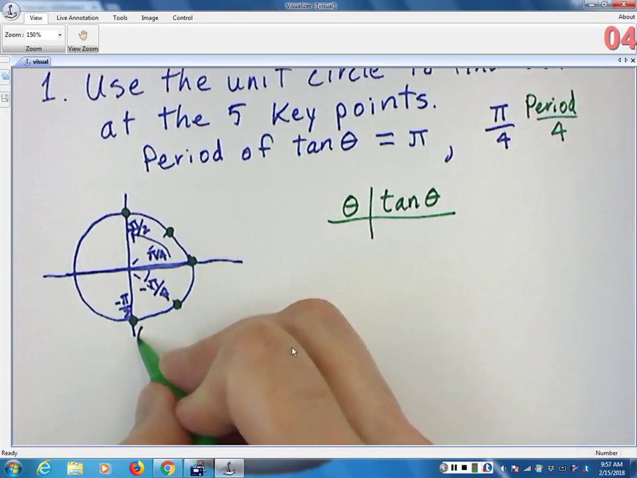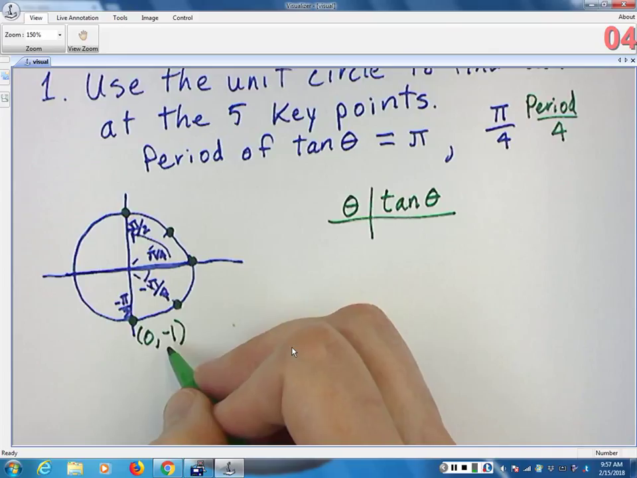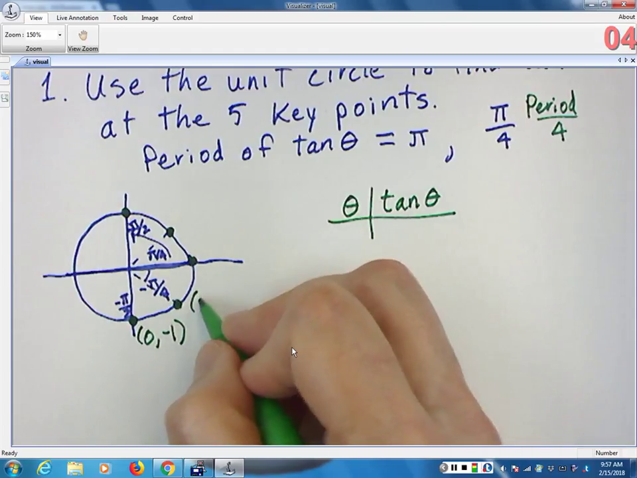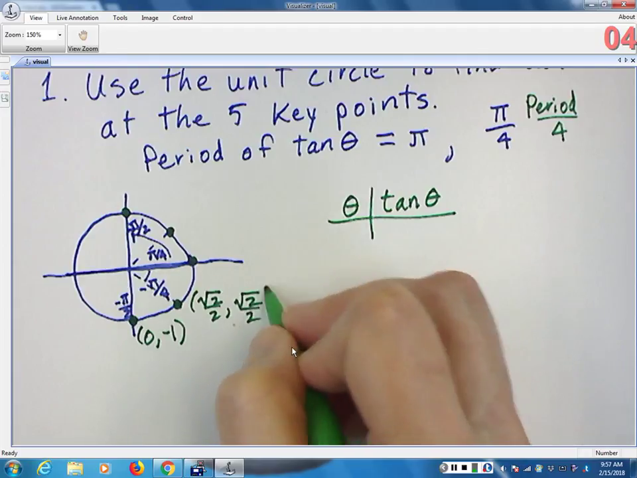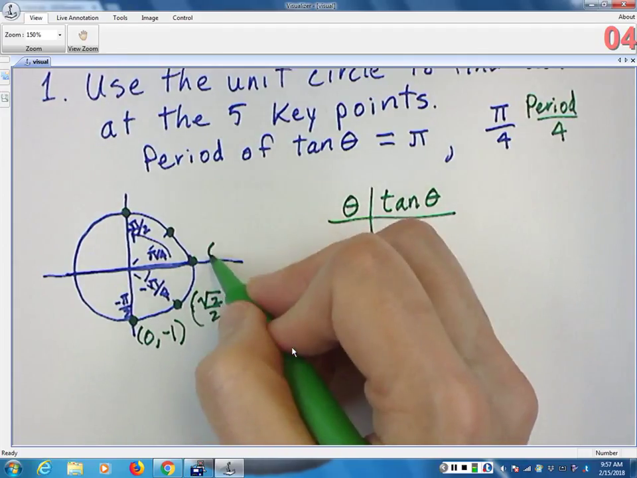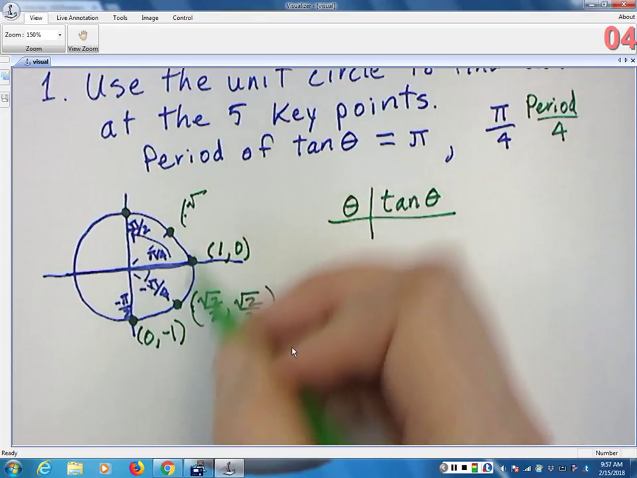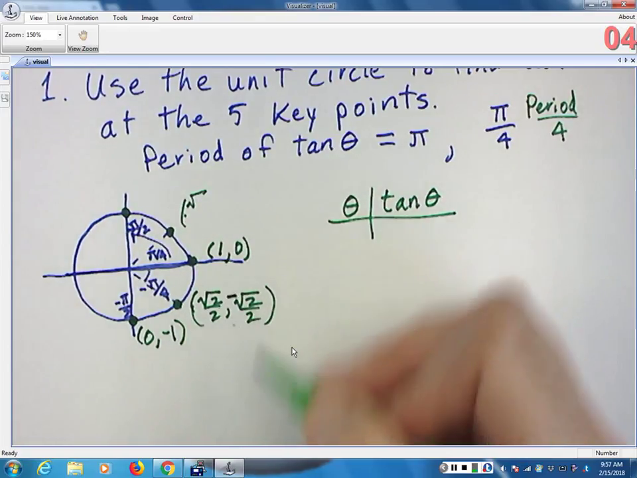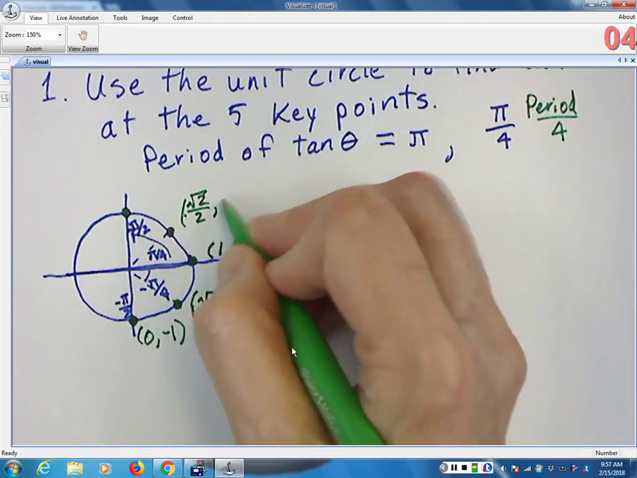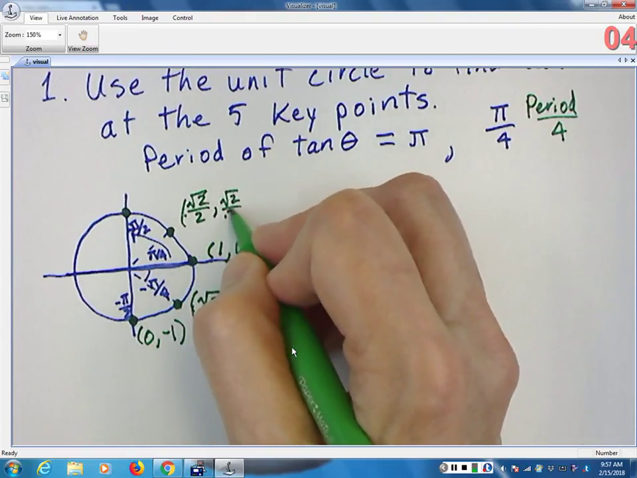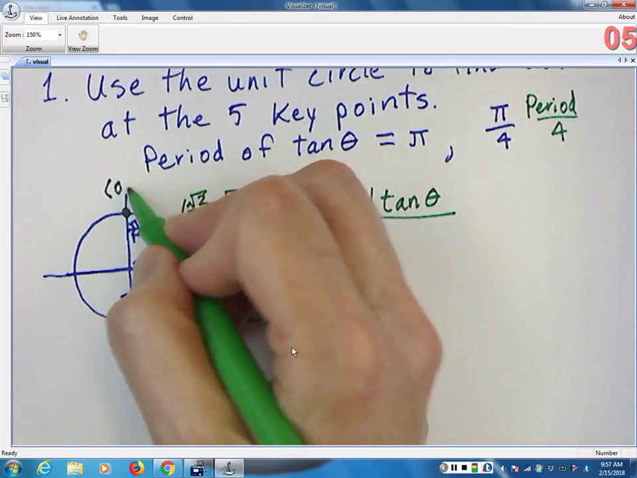This is 0, minus 1, cosine, sine. And this is the square root of 2 over 2, comma, square root of 2 over 2. And this is 1, 0. And this is, oh wait a minute, there's a negative sign somewhere. Negative down there. This is square root of 2 over 2, no negative sign. And this is 0, 1.